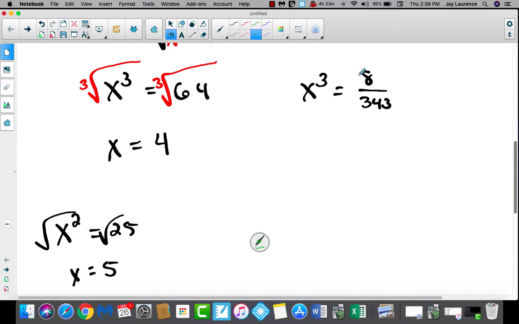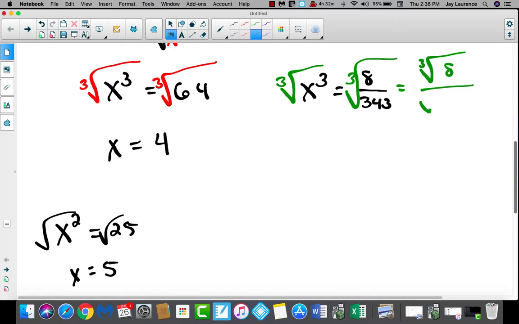Now, on this example here, some of you see a fraction, you hide under the covers and scream, "Mommy, it's scary." No, don't be afraid. Take the cube root of the left-hand side, and then you take the cube root there, and then you get the cube root of 8 over the cube root of 343. Don't forget that cube. The cube root of x cubed is x. Cube root of 8 is 2. The cube root of 343 is 7. Your answer is 2 sevenths.